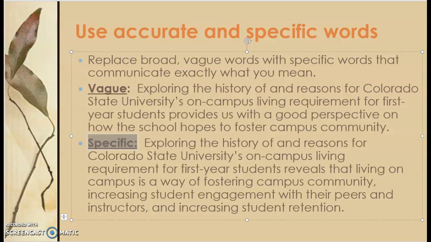So we have the following statement. Exploring the history of and reasons for Colorado State University's on-campus living requirement for first-year students provides us with a good perspective on how the school hopes to foster campus community. So there are a few words here that we're pretty unsure of in terms of what the writer is actually meaning. Good perspective is pretty vague, as well as us, as well as students. Even though there are some specific words here, there are places where this writer could go further. And we see that the example below definitely gives us a much clearer picture of what it is the author is ultimately arguing for.